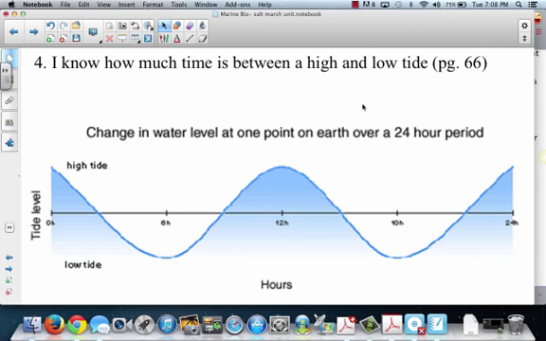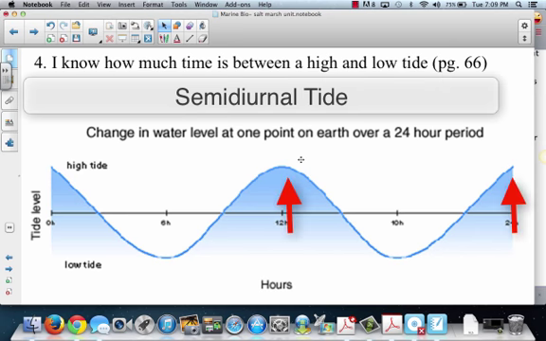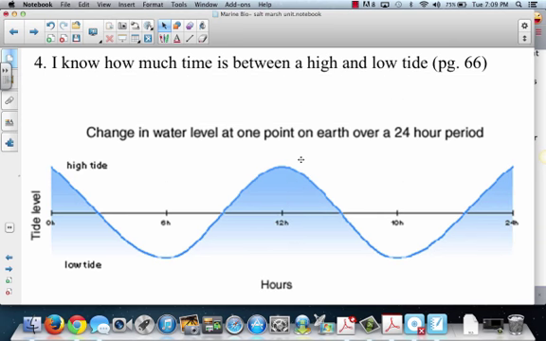All right, objective 4 says, I know how much time is between a high and a low tide. This image is off of page 66 in your book. Looking at this image, this is going to be what we call a semi-diurnal tide, where there are 2 highs and 2 lows within a day. Not everywhere on the earth has this. We do. And so what you're looking at here is a high tide here and a low tide here.